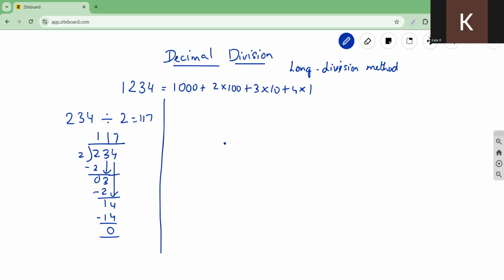Now, what if I increase this number 234 to 235? The divisor is the same. So what happens to this division? Let's see. We put the 235 inside. 2 times 1 is 2, subtraction 0, and then you take the 3 down. 2 times 1 is 2 and the subtraction gives 1. I take the 5 down. Now it becomes 15. Now 2 times 7 is 14 and I get subtraction 1. So usually we stop here and say the quotient is 117 and the remainder is 1.